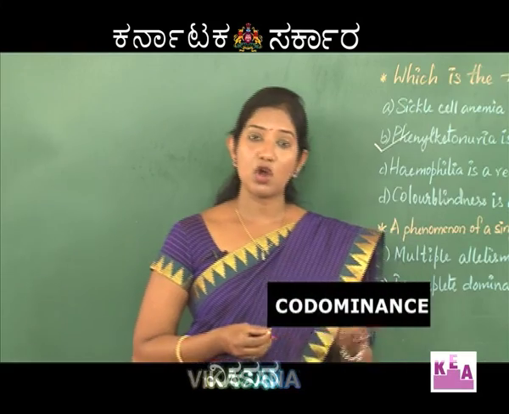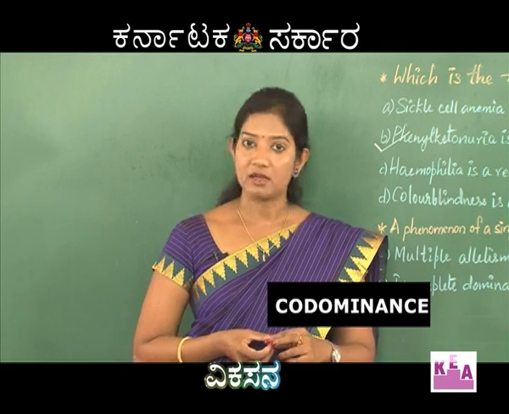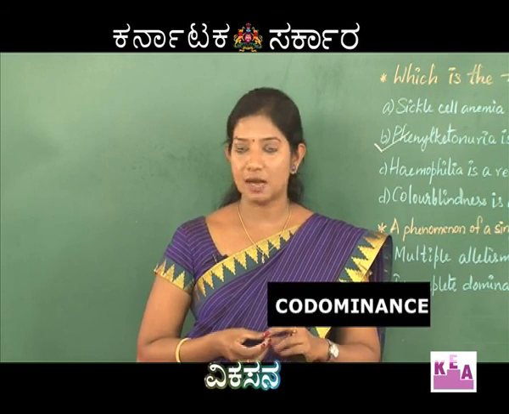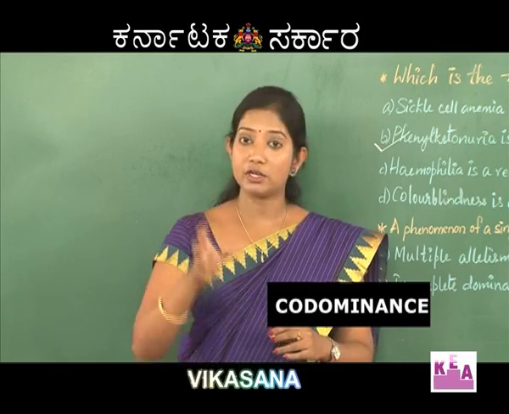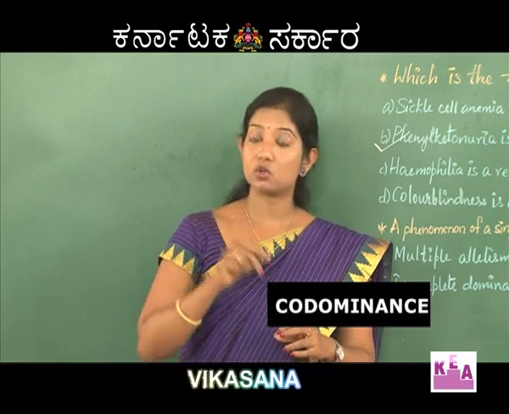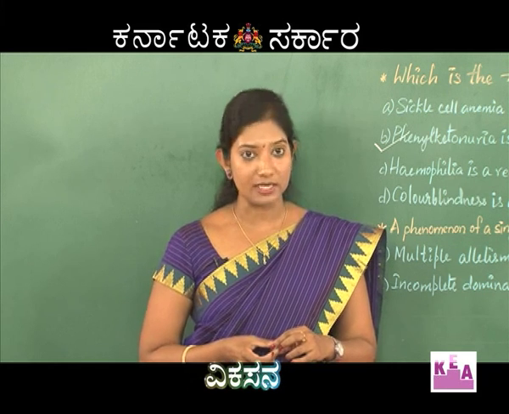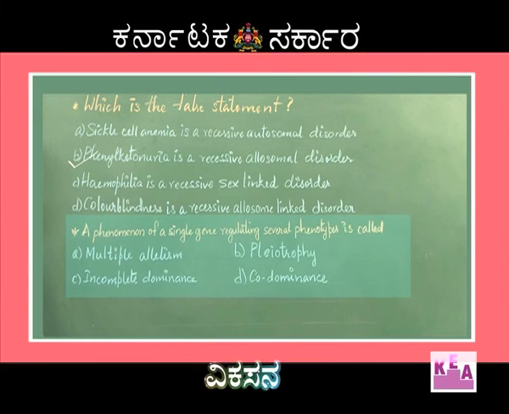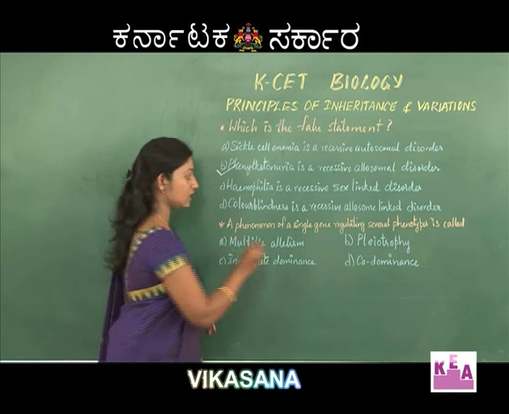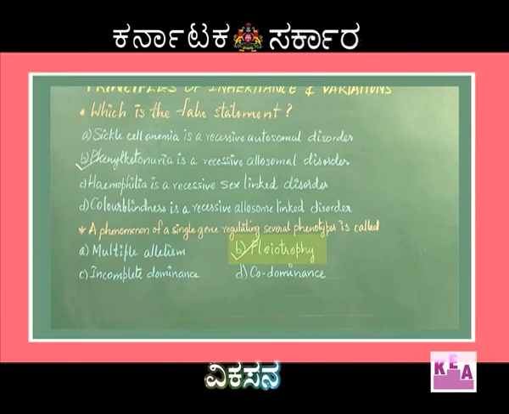Codominance. Codominance is a condition where, in a heterozygous condition, there are 2 dominant genes, and both the genes express themselves equally. So here, a phenomenon of a single gene regulating several phenotypes or several characters, the right option is B. Dear students, I think these 2 questions are clear.